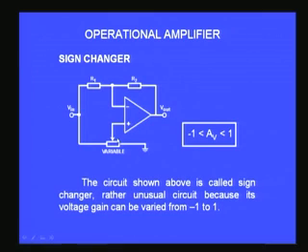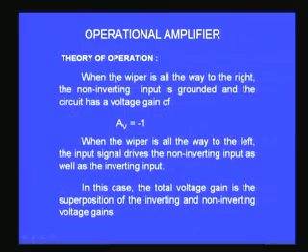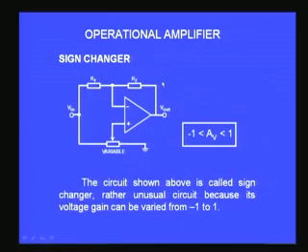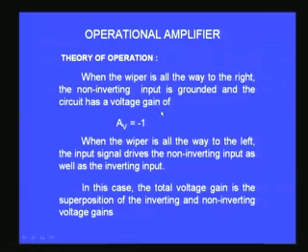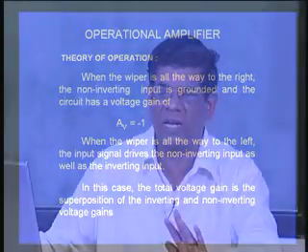When I do that, you can see I will be able to vary the gain from -1 to +1 continuously by changing the position of the potentiometer, varying the value of the variable resistor. Okay. So let me just try to understand the operation. When the wiper is all the way to the right, that means it is at the right end here, that means you have the non-inverting terminal connected to the ground. So the non-inverting input is grounded and the circuit has a voltage gain of AV = -1. We all know that it becomes a very simple inverting amplifier.